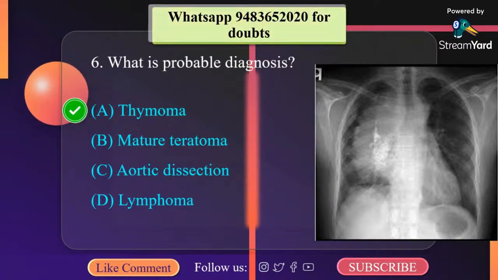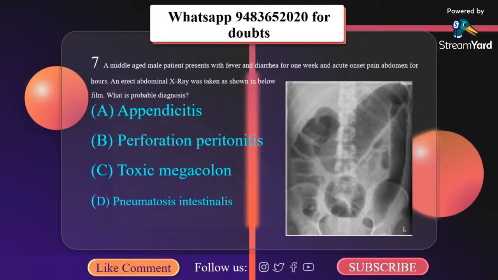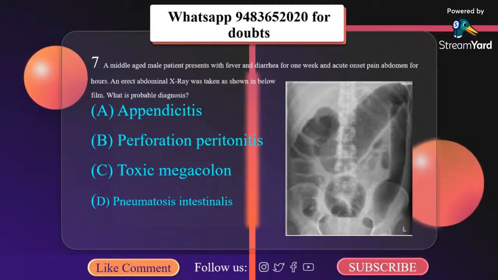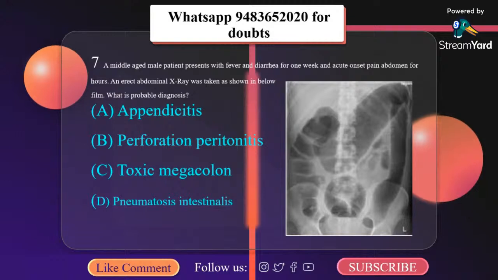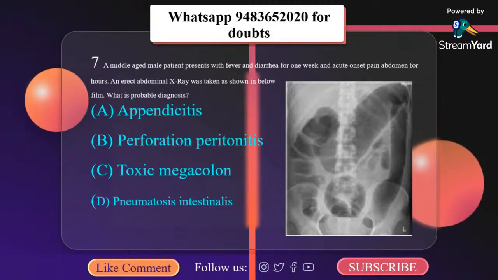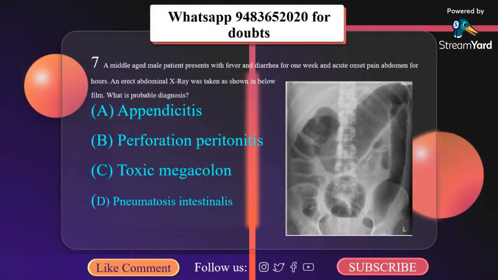A middle-aged male patient presents with fever and diarrhea for 1 week and acute onset pain abdomen for hours. An erect abdominal X-ray was taken as shown below. What is the probable diagnosis? A. Appendicitis. B. Perforation peritonitis. C. Toxic megacolon. D. Pneumatosis intestinalis.